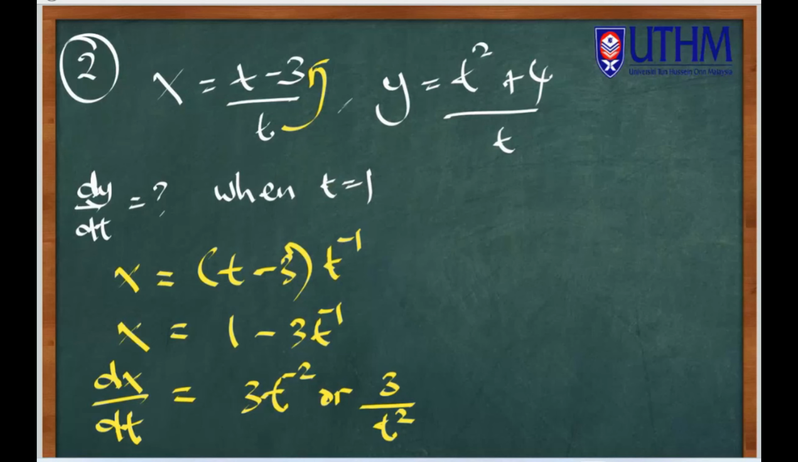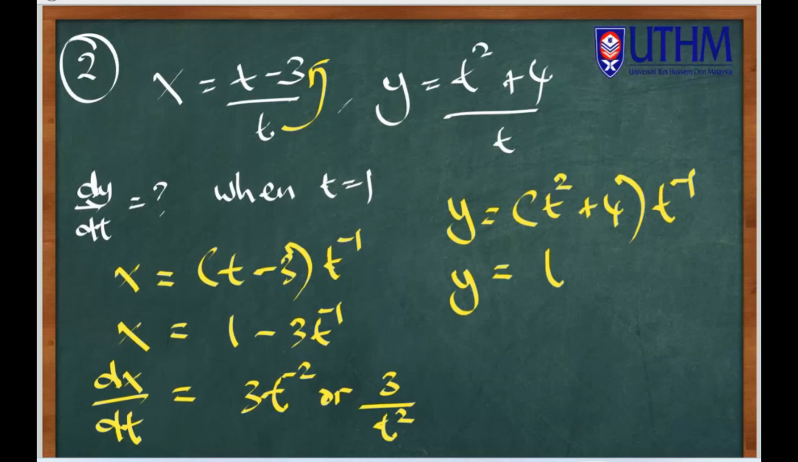Now the same goes with y. We can rearrange: t squared plus 4 times t power of negative 1. Then we just expand, and now we get t plus 4t power of negative 1.